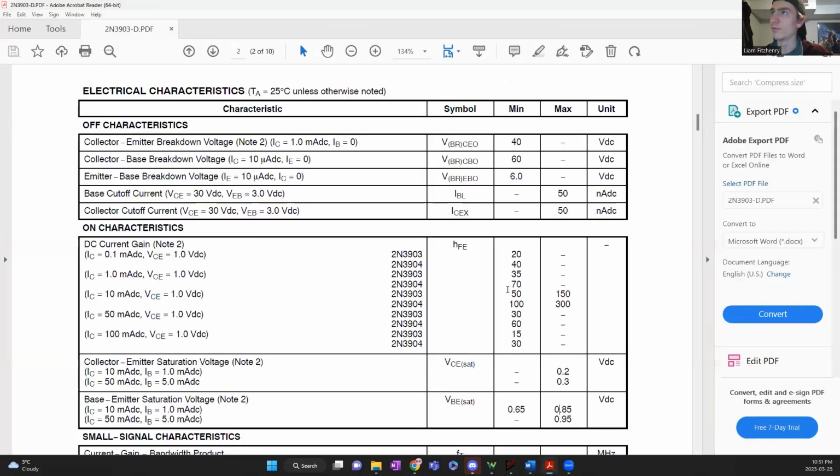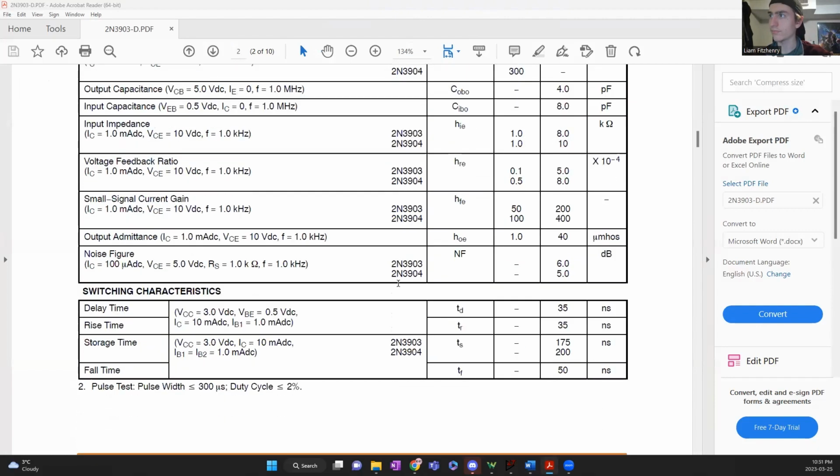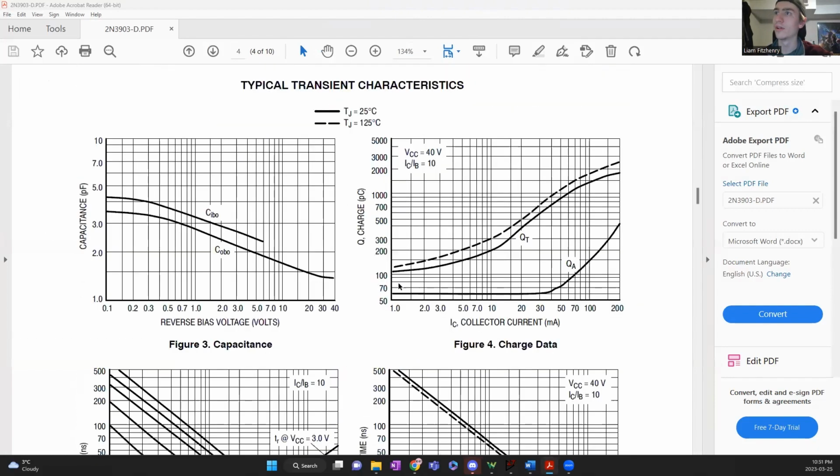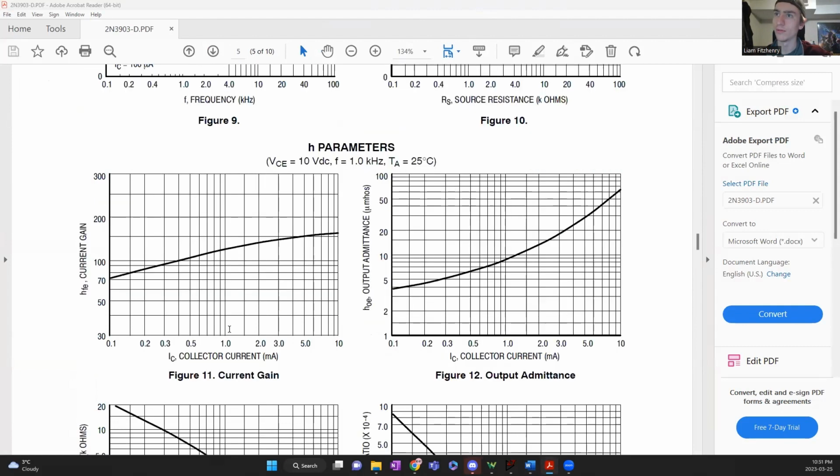So if we go over to the data sheet, which I'm not sure if you can see, so I'm going to quickly, yes, I think you can see that. Okay. So if I jump over to the data sheet here, I'm going to scroll all the way down to these graphs, which are very helpful. And this is the one I'm looking for.